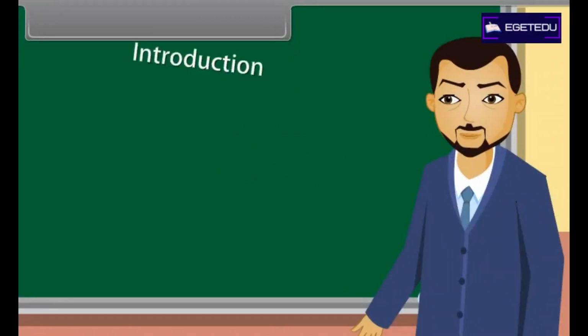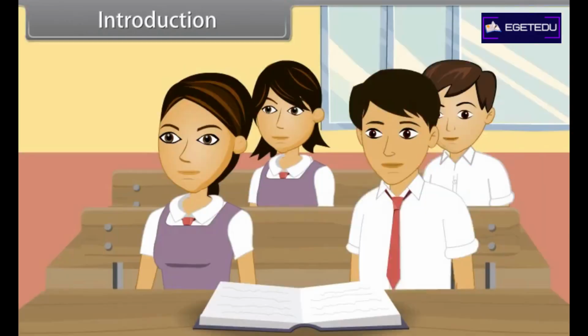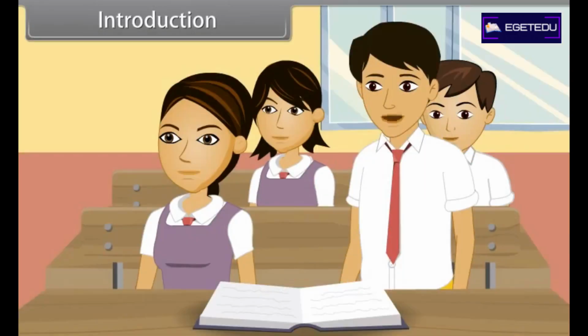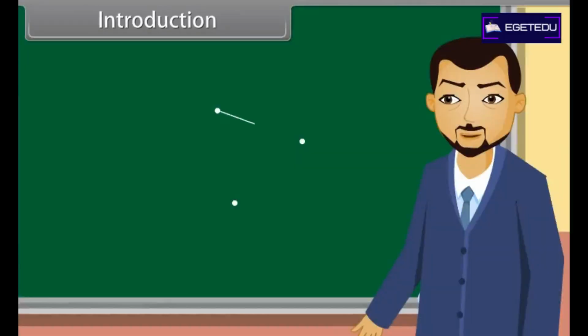Introduction. Students, can you tell what we get when we join 2 points? A line. Yes, we get a line when we join 2 points. And what do we get when we join 3 points? A triangle. Yes, we get a triangle.